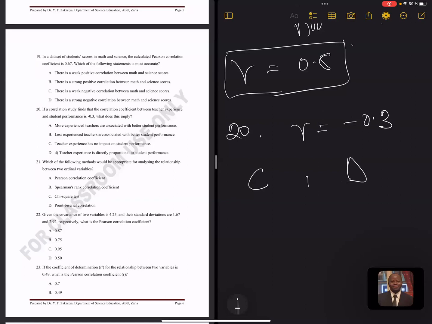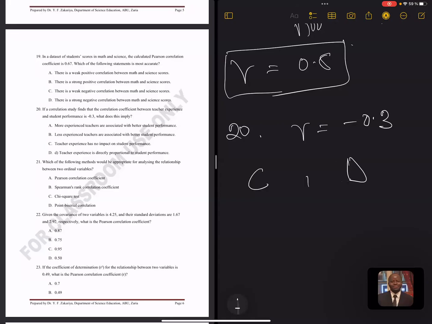Let us now see option A. More experienced teachers are associated with better student performance. It means experience is high and performance is high. That is not the answer. This is the interpretation of a positive correlation. What about B?